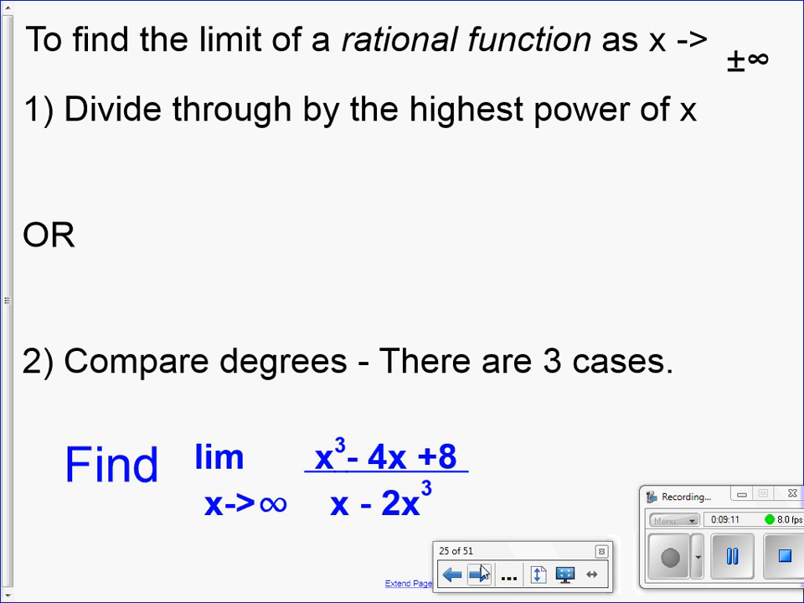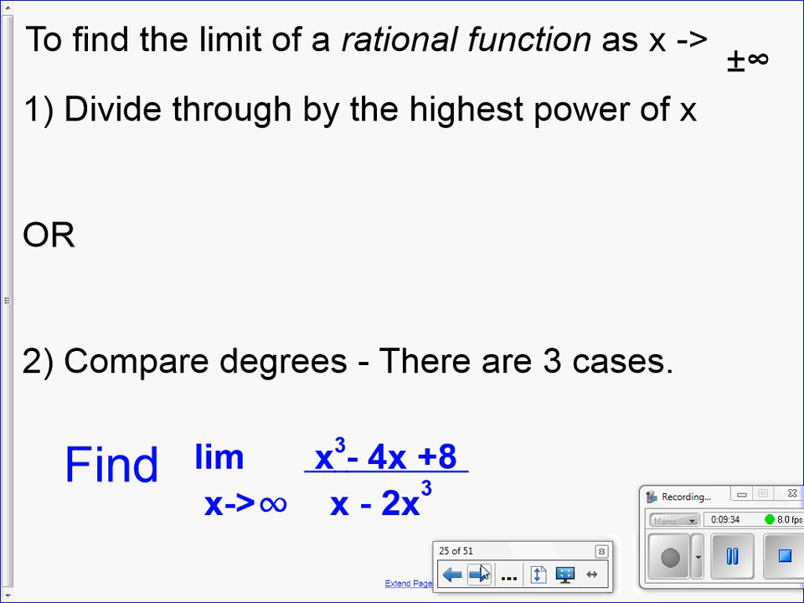I'll go back to the more questions after I finish this little guide. When you're asked to find the limit as x approaches plus or minus infinity, and it's of a rational function, there are 2 ways to do it. I'm going to show you the way where the cases come from. You probably memorized the cases last year.